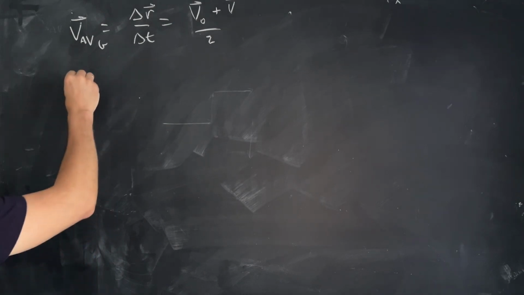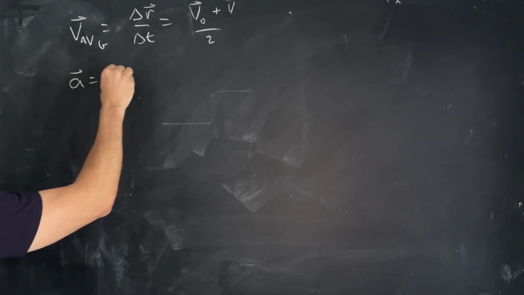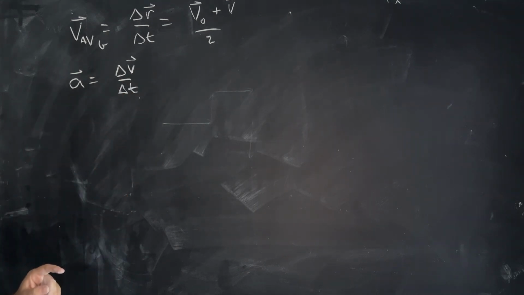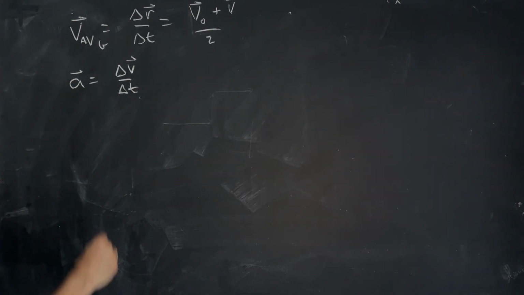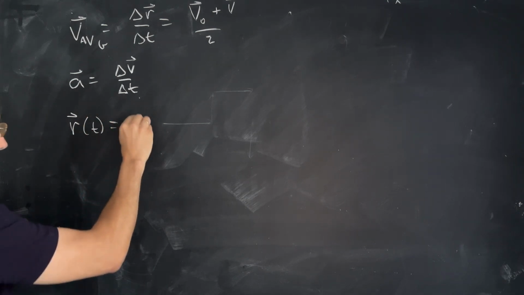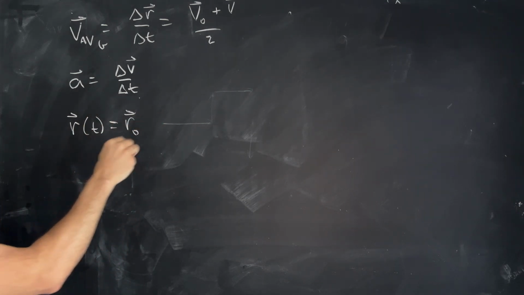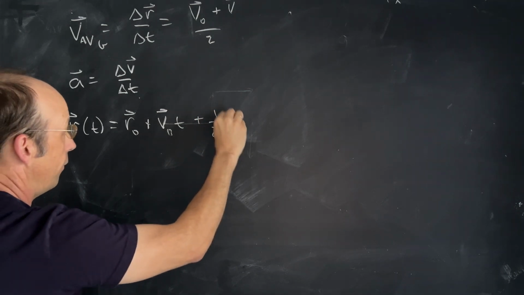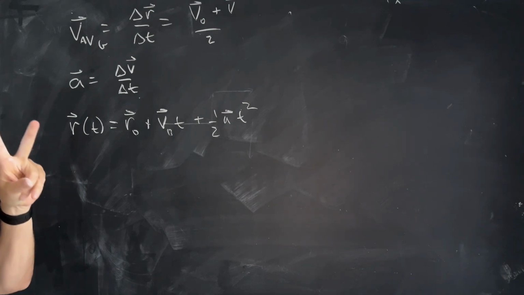I can also define the acceleration as delta v over delta t. But that's a vector. And that's all I need, really. From those definitions, just like before, I can get the following kinematic equations. r as a function of t is r naught, the initial position, plus the initial velocity times time, plus 1/2 a t squared. This is two equations in one, right?